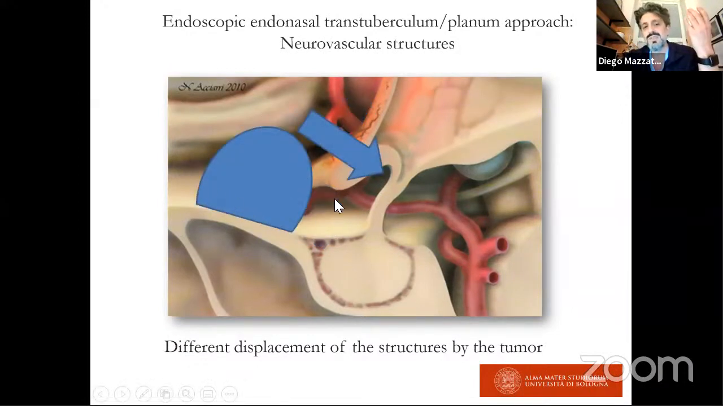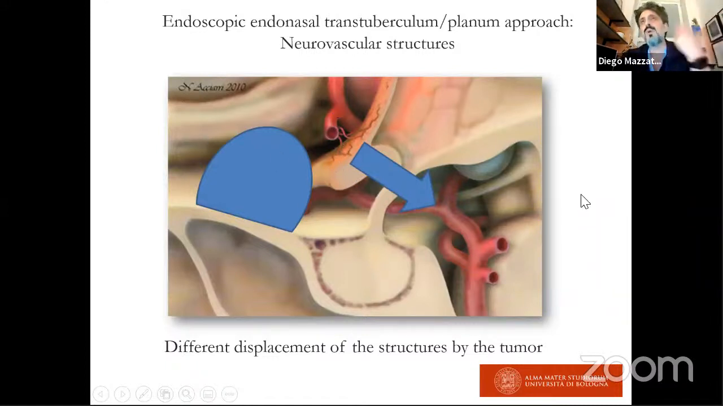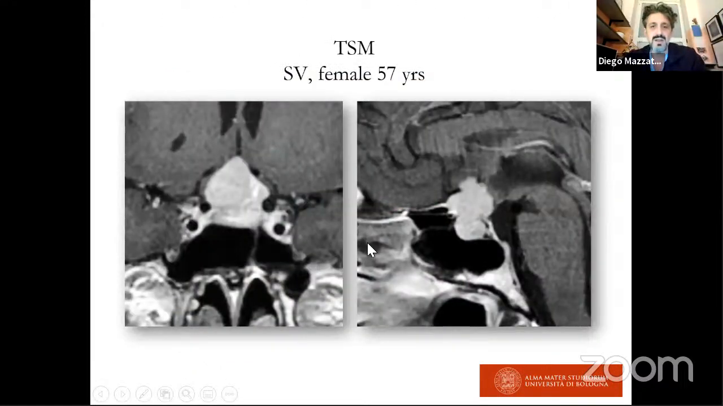Conversely, the tumor that pushes the chiasm inferiorly and displaces the A1, A2 complex requires a very delicate dissection of the dome of the tumor from the vascular structures. As in this case, you can see the optic pathway, the optic nerve, and the chiasm. Conversely, the A2 arteries run on the top of the tumor.